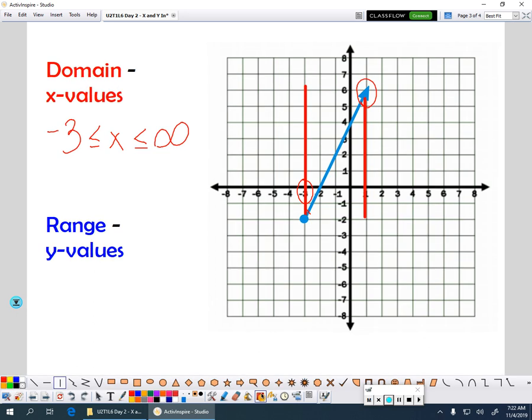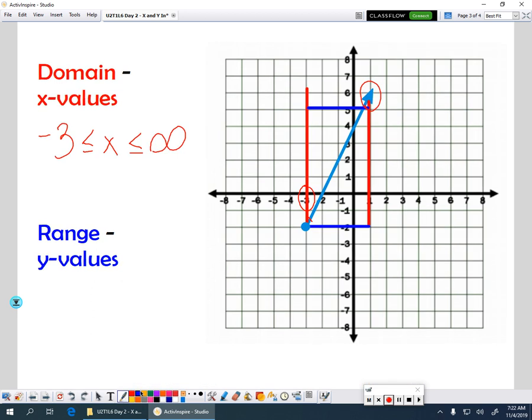Now for my range values I'm looking for my y values. So I want to look at the highest and lowest y values I have. Again, if you look at the lowest y value, it's right here at -2. We have an end point, so we end at -2. But when we look at the top, it continues going on and on forever with that arrow all the way up to infinity. So our range is every y value in between -2 and positive infinity.